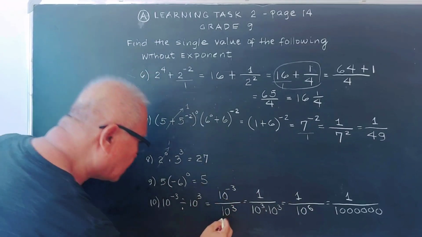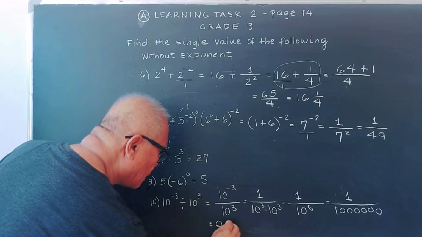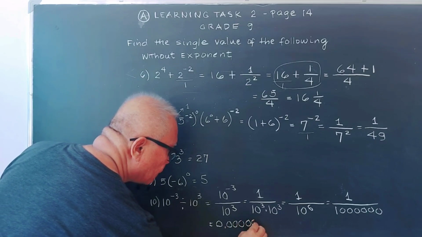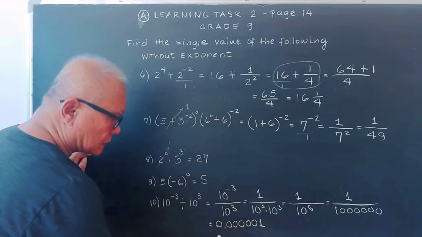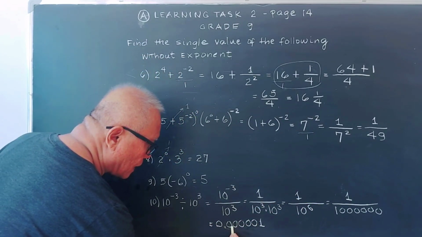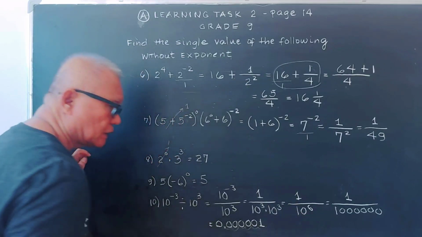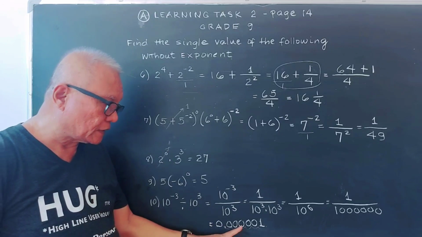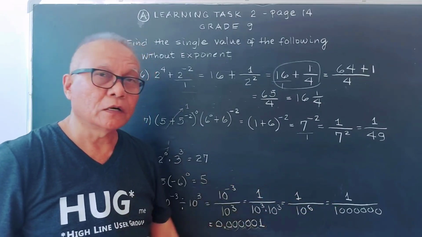So, magiging answer natin is 1, 2, 3, 4, 5, 6. Ito kasi yun. 1, 2, 3, 4, 5, 6. So, this number 10 in decimal is this one, or in fraction is 1 over 1 million.